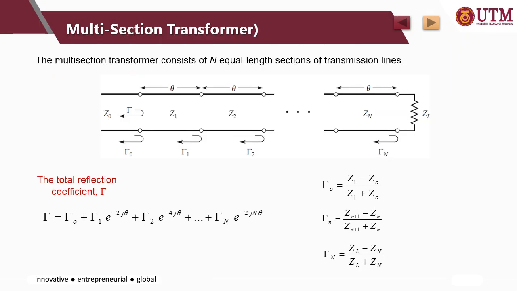Okay, in practice, more than one section will be needed for a system. If you have a multi-section transformer, it can achieve a broader bandwidth, so a multi-section transformer will be needed. The total reflection coefficient basically depends on the reflection coefficients between the intersections, or between elements. Therefore, up to the power n elements, the total reflection coefficient can be estimated by the following equations.